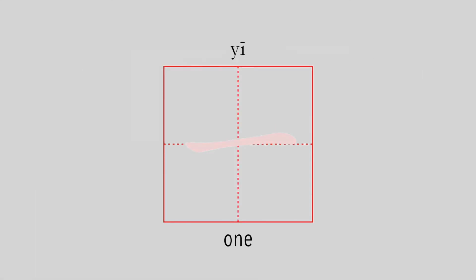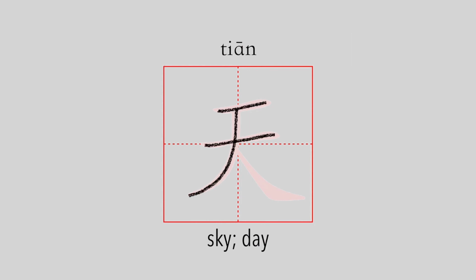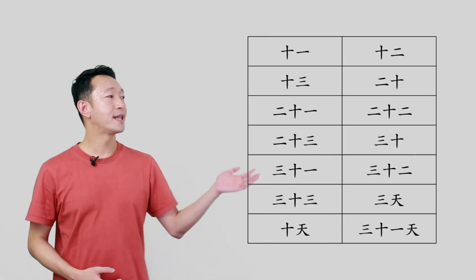一、横。二、横，横。三、横，横，横。十、横，竖。天，横，横，撇，捺。Please pause the video for a while and try to read some words and phrases made up of these characters for yourself. Let's read them together.